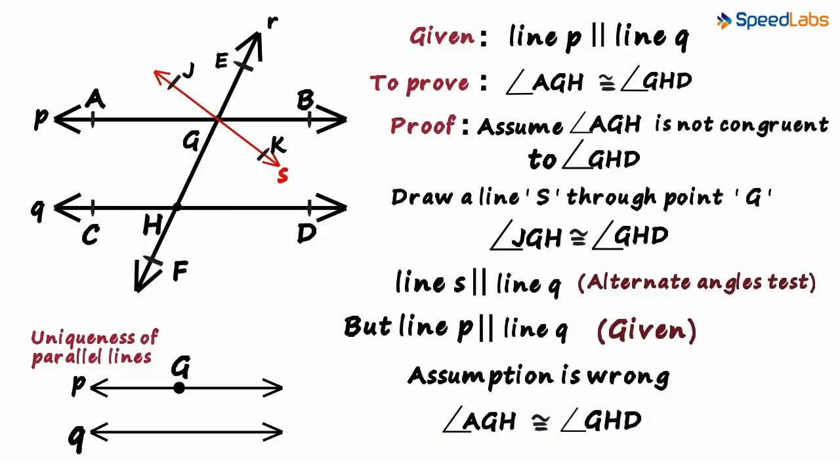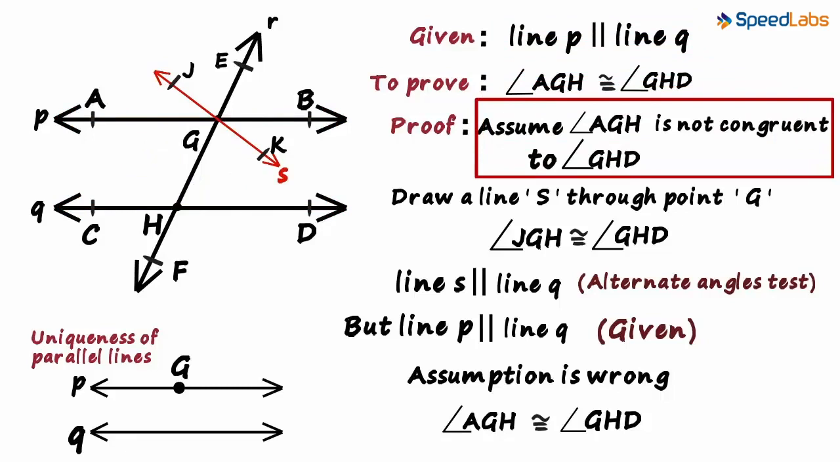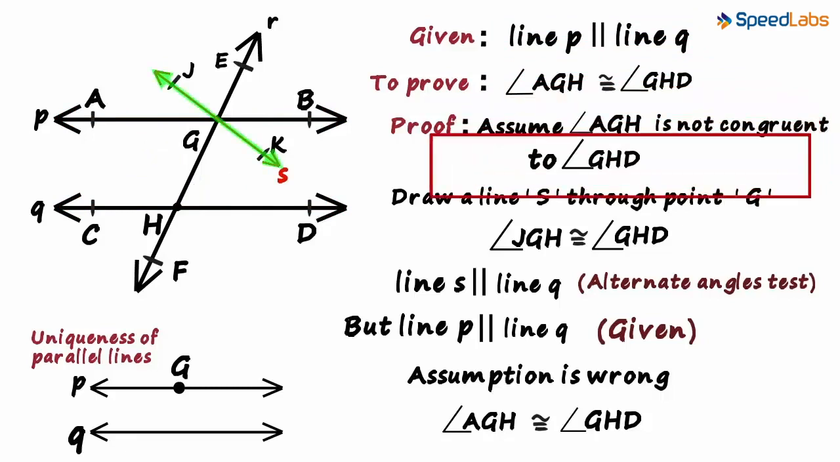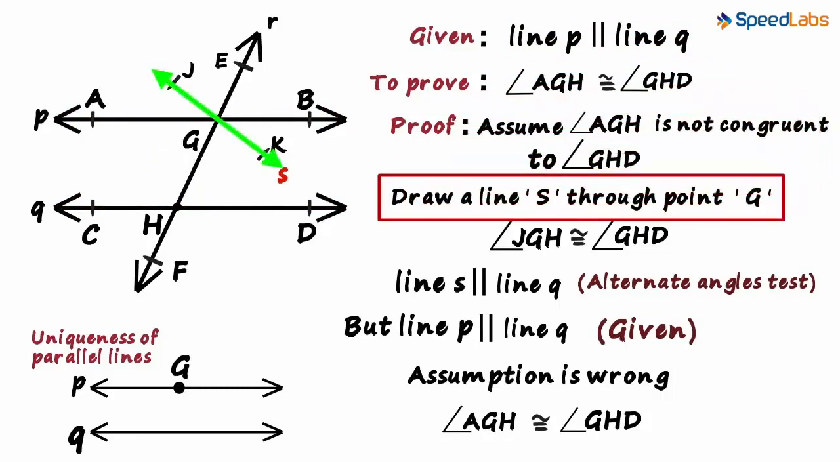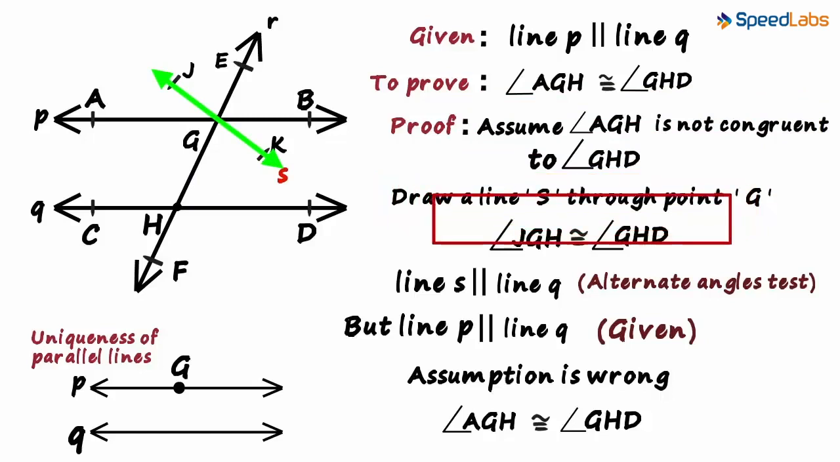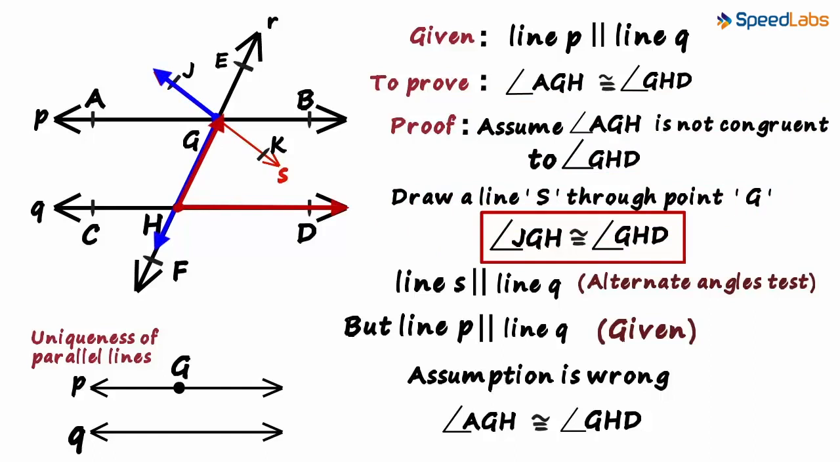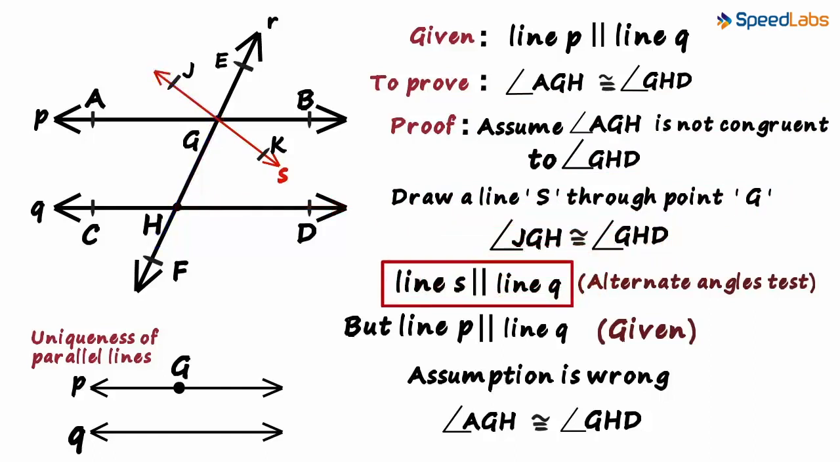Let's review what we just did. We knew that lines P and Q are parallel. We had to prove that the alternate interior angles are congruent. Using indirect proof, we assume that they are not congruent. We then drew another line through point G such that the alternate interior angles are congruent. As the alternate interior angles are congruent, we could say that line S is parallel to line Q.